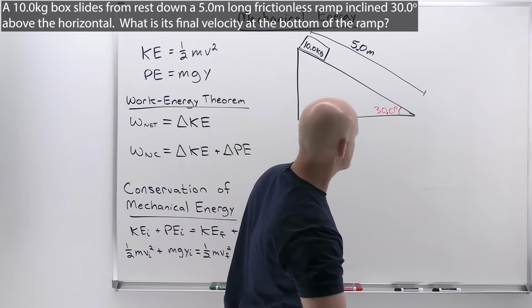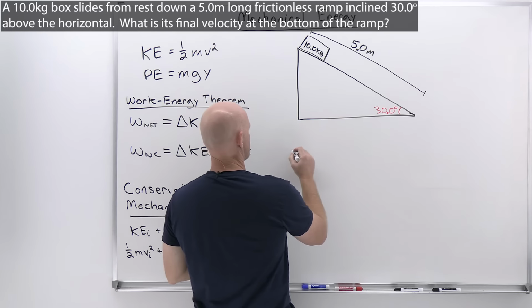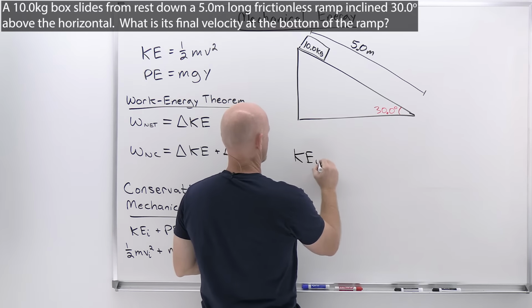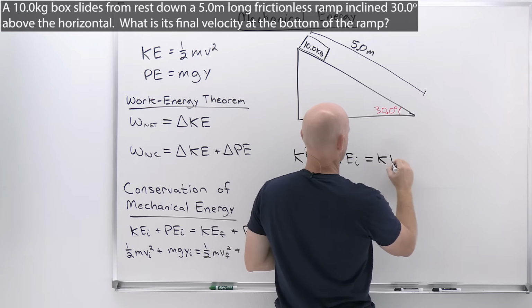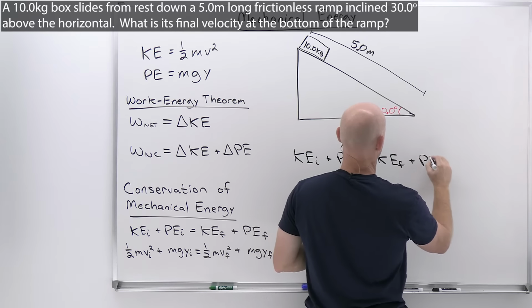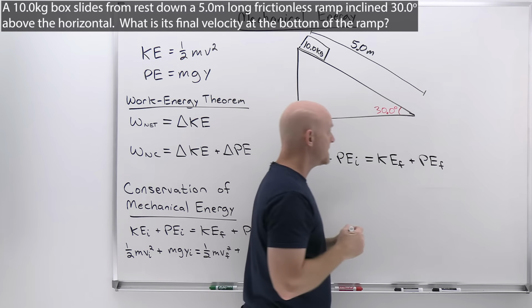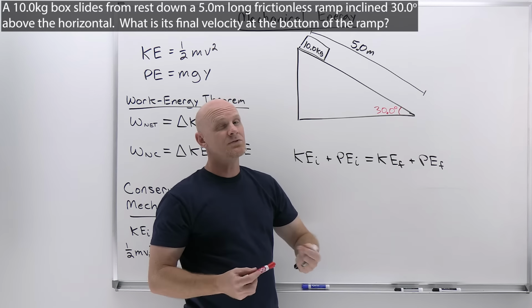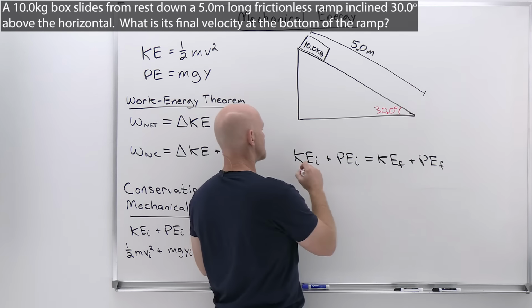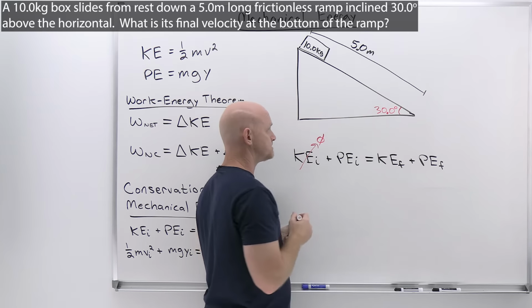Now, if we take a look at this, then conservation of mechanical energy: kinetic energy initial plus potential energy initial equals kinetic energy final plus potential energy final. And again, this thing is starting from rest. If it's starting from rest, then its initial velocity is 0, which means it initially has no kinetic energy.